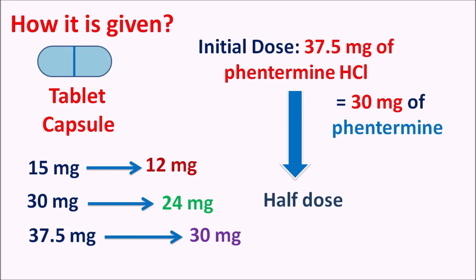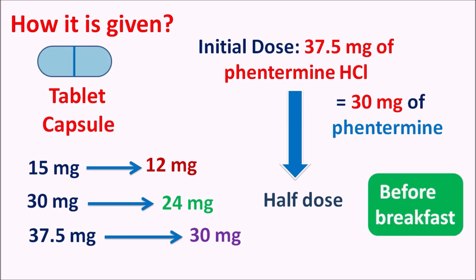And this drug should be given before the breakfast, particularly 1 or 2 hours before the breakfast. It should be taken in order to avoid any gastrointestinal side effects or any insomnia developed in the patients. So that's about this drug phentermine.